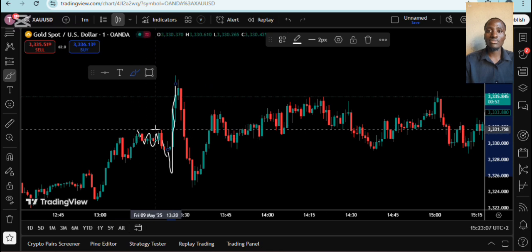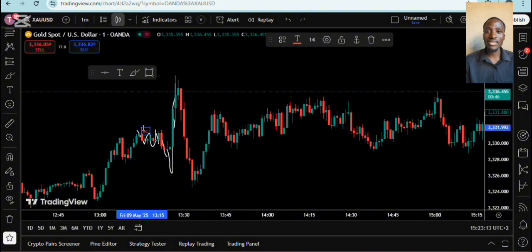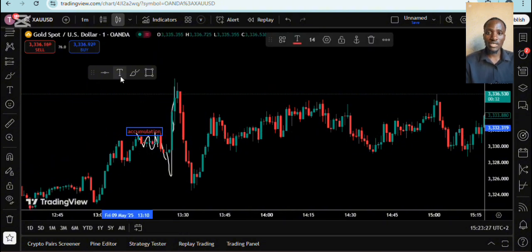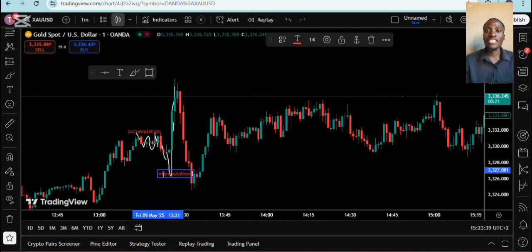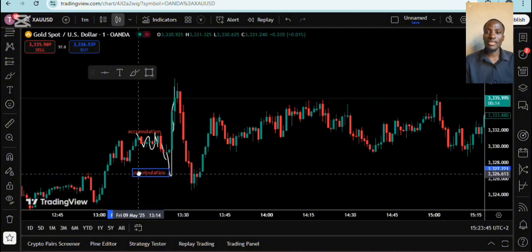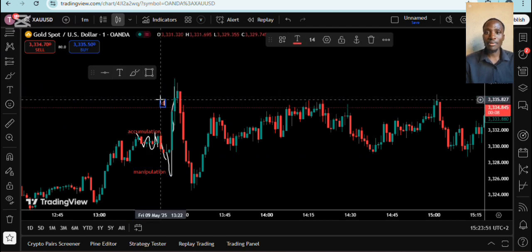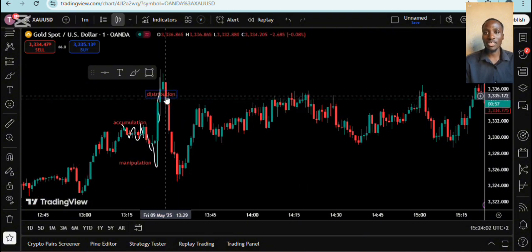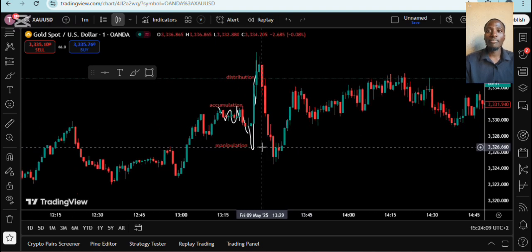So the first phase, the ranging phase, will be accumulation. Then the second phase will be manipulation. Let me go right there and write manipulation. Then the last phase will be distribution, so let me label distribution. You can clearly see the 3 cycles of the market happening, in a bullish market structure. Like I said, they can happen in either a bullish or a bearish market structure.